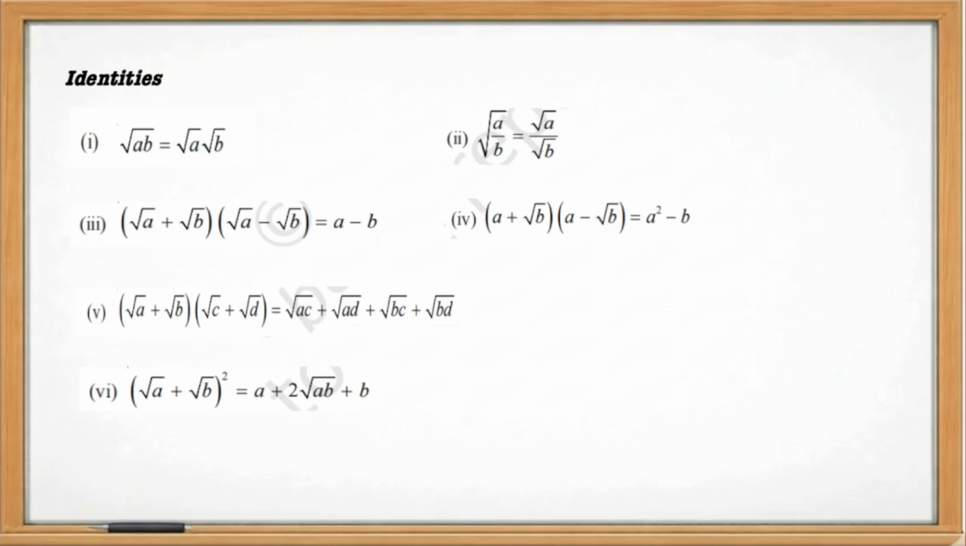And the sixth one is (root a + root b) the whole square is equal to a + 2 root ab + b. Now let us go to the next page.